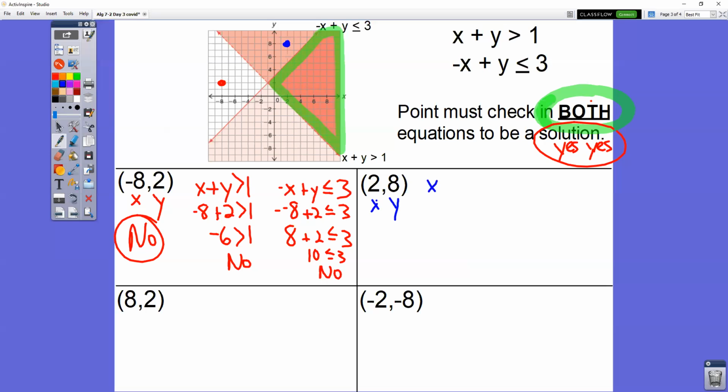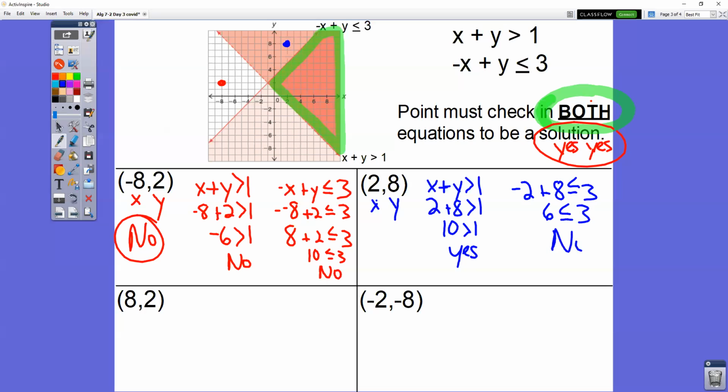So into that first equation, I would have 2 plus 8 is greater than 1. 2 plus 8 is 10. 10 is greater than 1. So that one is a yes. But when I go to sub it into the other one, I have negative 2 plus 8 is less than or equal to 3. This would be 6 is less than or equal to 3. That is a no. So if I had one yes and one no, my final answer is no. It is not a solution. Again, it's not a solution because it's not in the double shaded area.